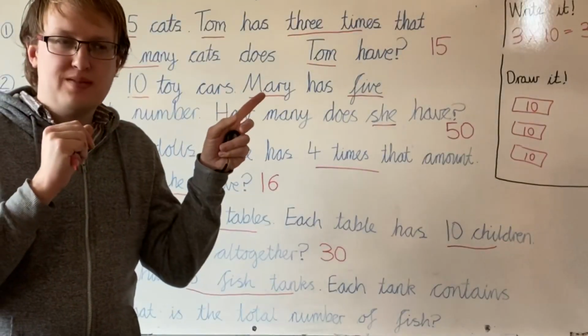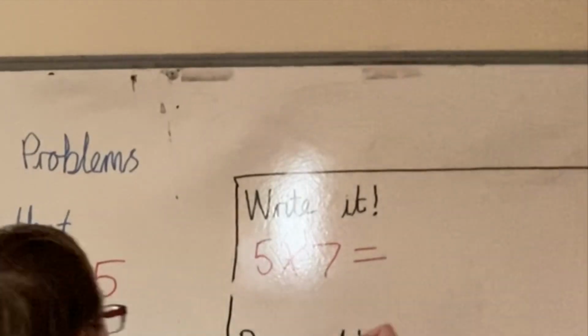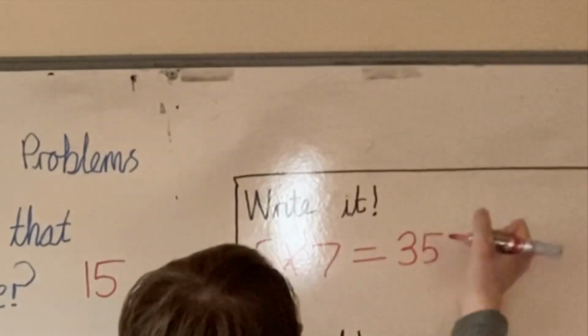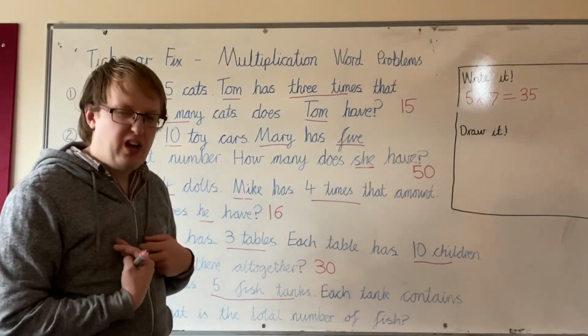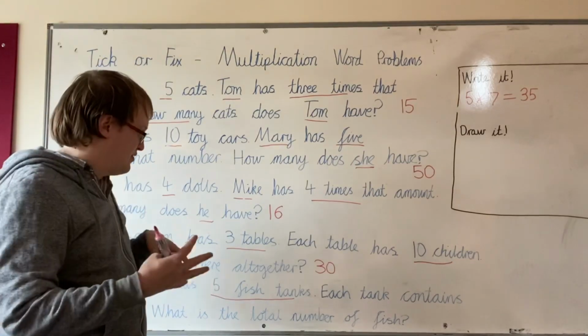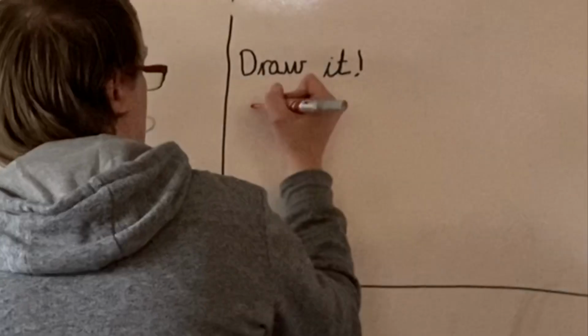I'm going to write the number sentence. Now, in year 2 we know our 5 times table, so 5 times 7 is 35. Now I'm going to draw it. Now it will take me quite a long time to draw 35 fish in 5 different fish tanks. I'm going to use an array. I think that will be quicker.